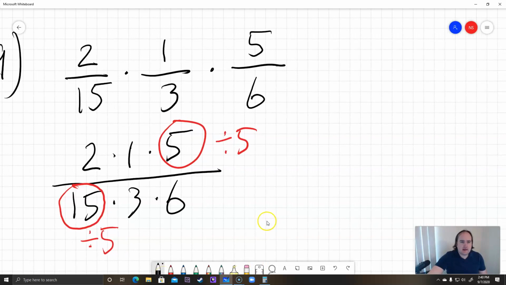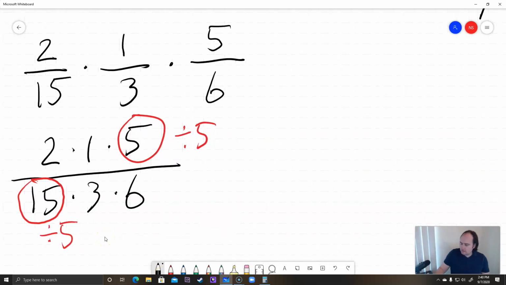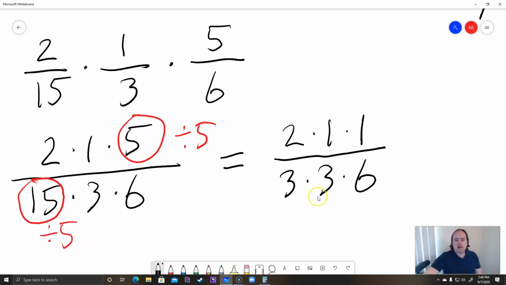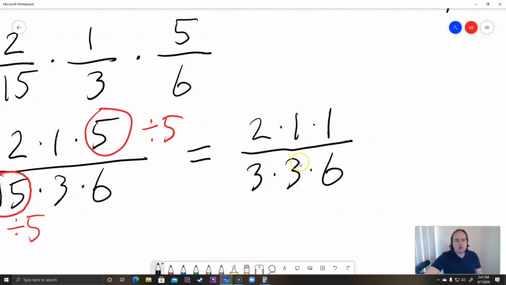Alright, and after we do that, what are we left with? Well, on the top we have 2 times 1 times 1, because 5 divided by 5 is 1. And on the bottom, 15 divided by 5 is 3, so we have 3 times 3 times 6. Okay? And then multiplying this out, we don't have any other common factors, or do we? Uh-oh, I missed something. What did I miss?